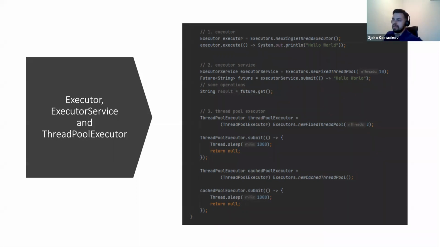The third one is the thread pool executor. Again, with the thread pool executor, we create a fixed pool. Nothing special here that can be said. And also, I would like to mention the cached thread pool. The difference is that with the cached thread pool, the number of threads and the memory are stored separately, as opposed to the fixed thread pool.